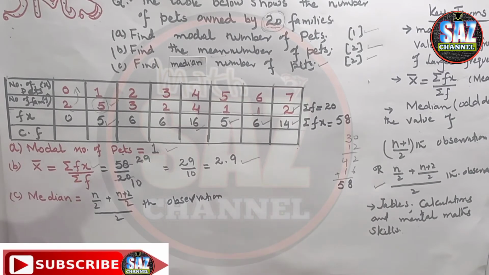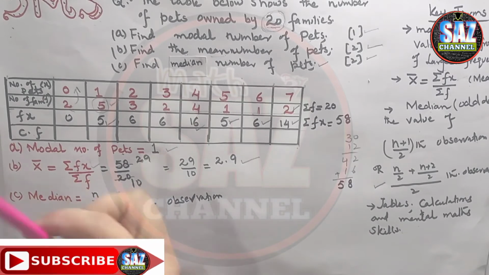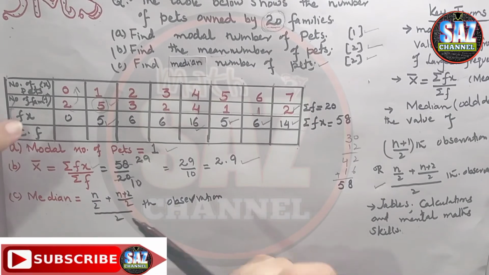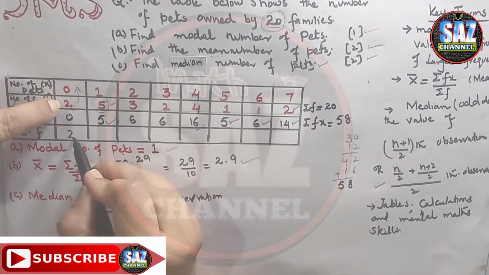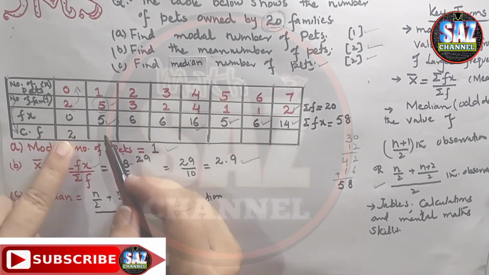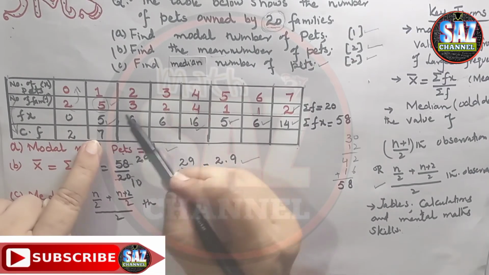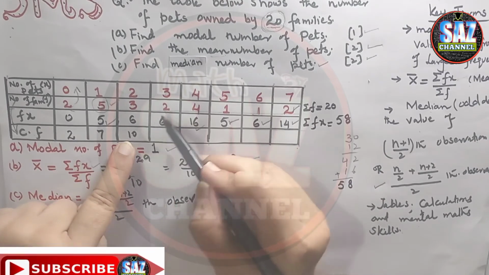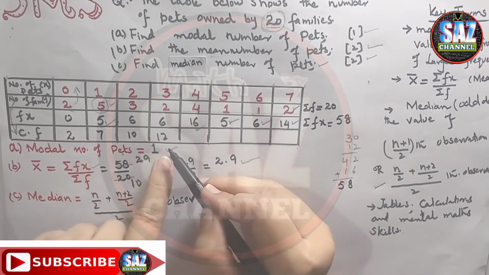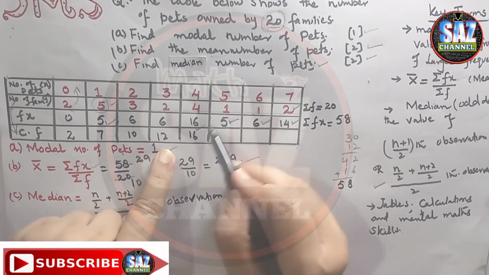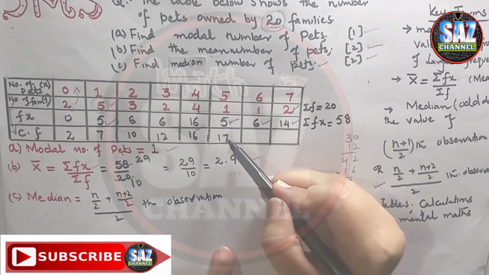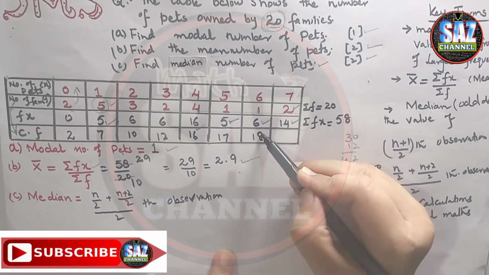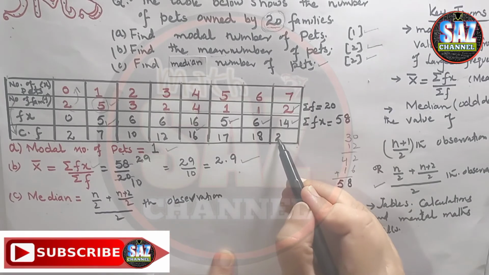Now what I have to do is quickly construct the cumulative frequency column. My first frequency will be as it is, 2, then add 2 to the next frequency, that is 7, then add 7 to 3, that is 10, then add 10 to 2, it will give me 12, then 12 plus 4 is 16, 16 plus 1 is 17, add 17 to 1, 18, and 18 will be added to 2, and this will be 20.